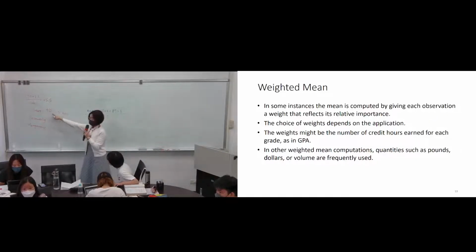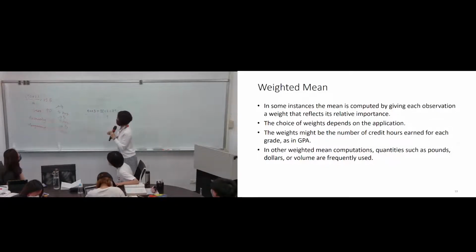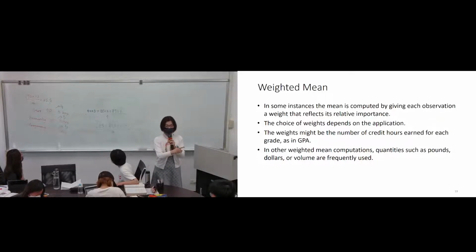Usually, above 90 should be 4, right? That's 4. And 88 is the 3. Okay, 3. And 80 is also 3. Okay, so to calculate the GPA, 4 times 3 plus 3 times 3 plus 3 times 3 divided by 9. Yeah, that's the way we calculate your GPA. Okay, that's based upon the weights. So it is a weighted mean.